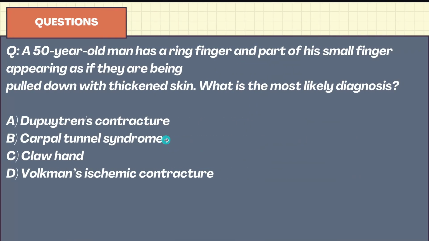A 50-year-old man has a ring finger and part of his small finger appearing as if they're being pulled down with a thickened skin. What is the most likely diagnosis? So basically, ring finger is your 4th finger, and a part of his small finger, so the 5th finger, they're being pulled down. And we said earlier, pulling at your metacarpophalangeal joints and proximal interphalangeal joint of the 4th finger, it means Dupuytren's contracture.